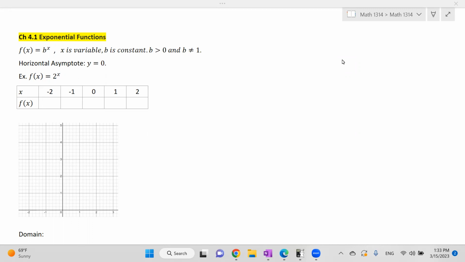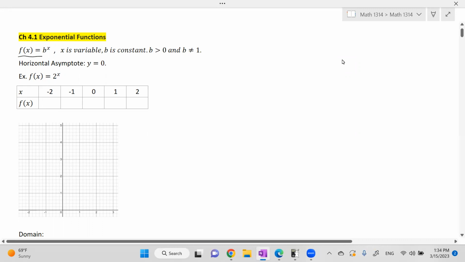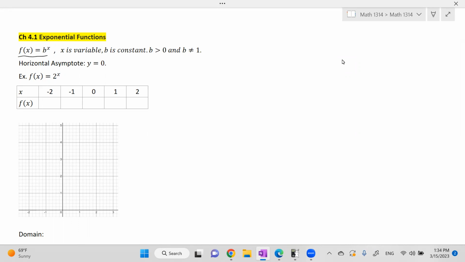In this video, we're learning 4.1 exponential functions. What is an exponential function? If we have f of x equals b to the x, this is the exponential function. X is a variable, b is a constant, so b is always given, and b's value is positive. B is greater than 0 and b is not 1.